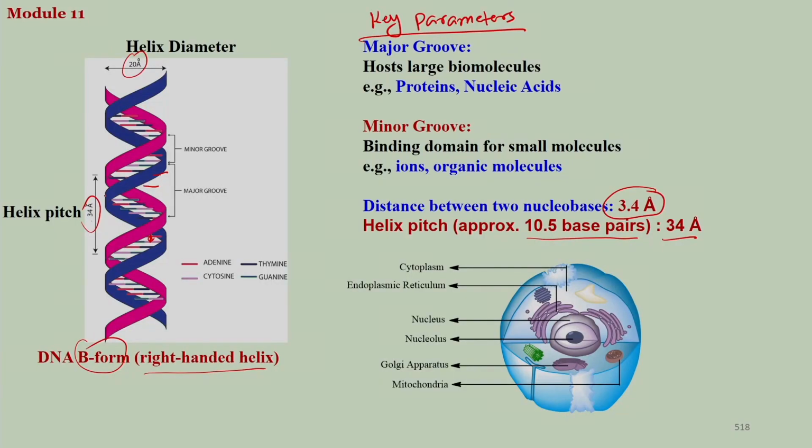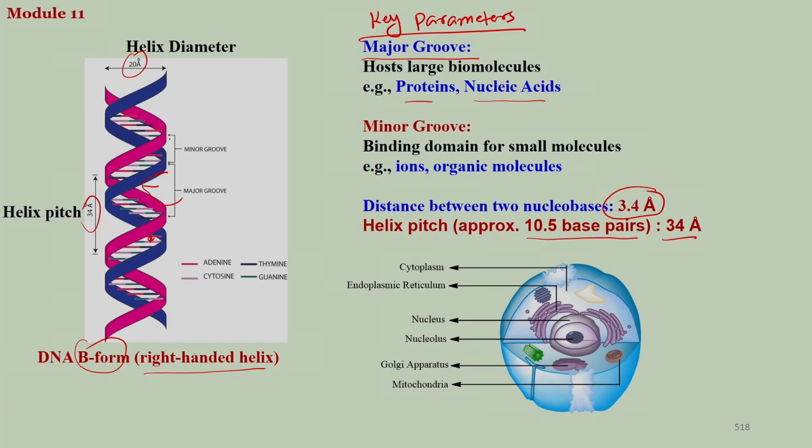And because of the double helix structure, or helical pattern, it forms two kinds of grooves. One is called the major groove, which is explained here, that is a large cavity. Because the major groove is large, it allows binding with large biomolecules such as proteins, and other nucleic acids like RNA.